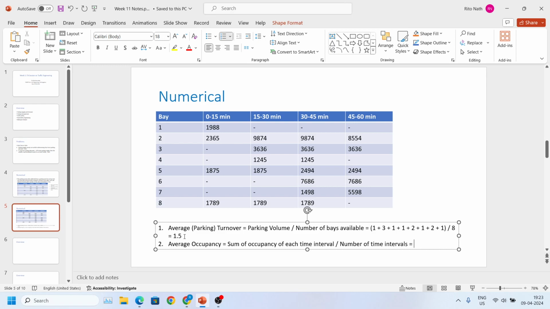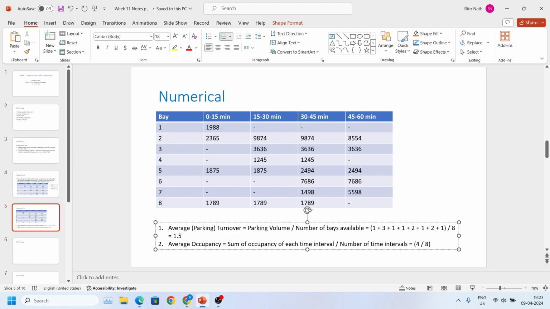Now you have 4 time intervals, which are 0 to 15, 15 to 30, 30 to 45, and 45 to 60. For all of these, you have to find the sum of occupancy for each of these time intervals. If you notice, you have to look at it column wise. So you have 8 total bays available, out of which for the first time interval, only 4 of them are occupied. So your occupancy for that will be 4 by 8.